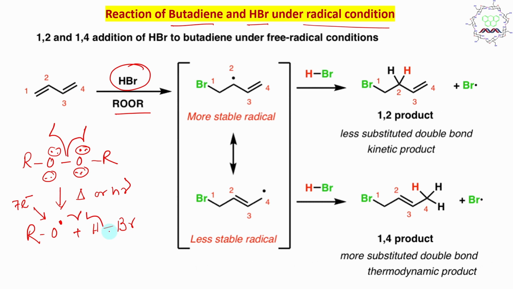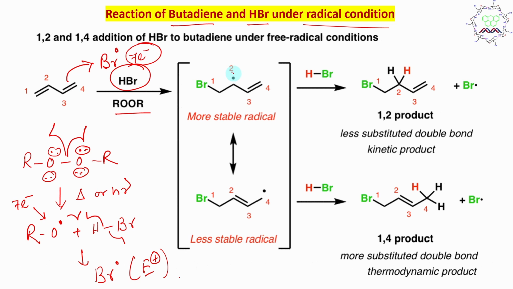Student, this is a half arrow or fish hook arrow, movement of a single electron. So it produces the Br radical. Upon reaction of HBr with this peroxide, it produces the bromine radical. And this bromine radical, by the way, is also a 7-electron species. So you can say, sir, this is your electrophile, electron deficient, and this double bond acts as the nucleophile or electron rich species, so it attacks.